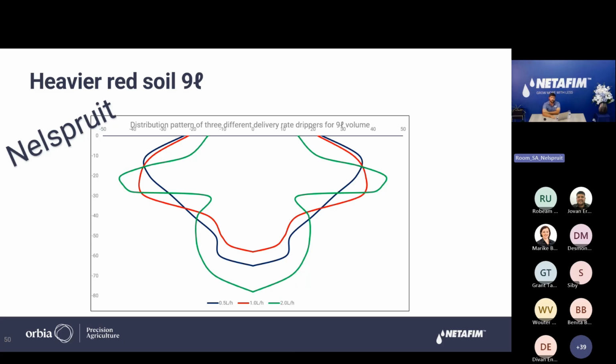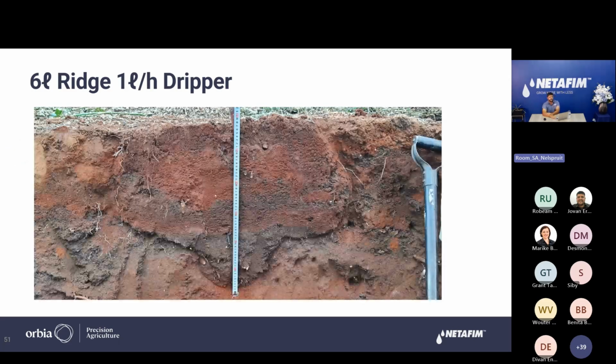As you can see there on the bigger ridge 9 liter, we also had a massive horizontal distribution on even the 2 liter side. And then just a picture to explain to you the graph that we just discussed. This all makes scheduling decisions more difficult, but we need to know what we deal with, and then we can know how to manage that specific system.